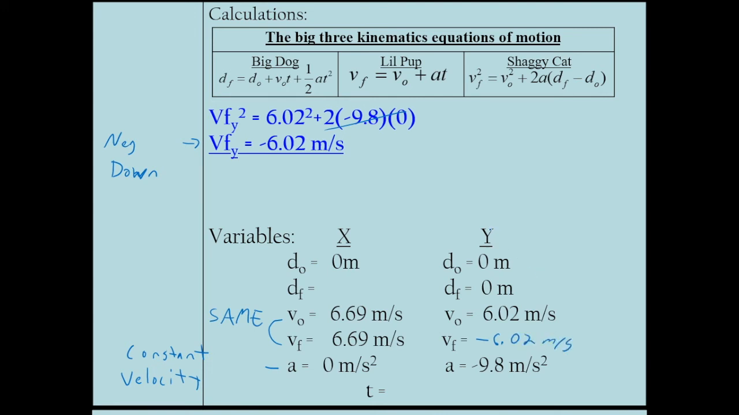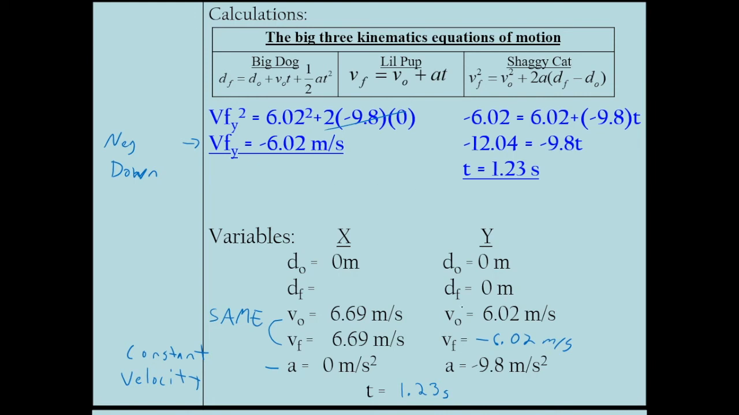Now that we have almost all the variables in the y, we can go ahead and solve for time. Let's take the easy way out and use Little Pup. Using Little Pup, we plug in our variables and we find out that time for the y and x direction should be equal to 1.23 seconds.